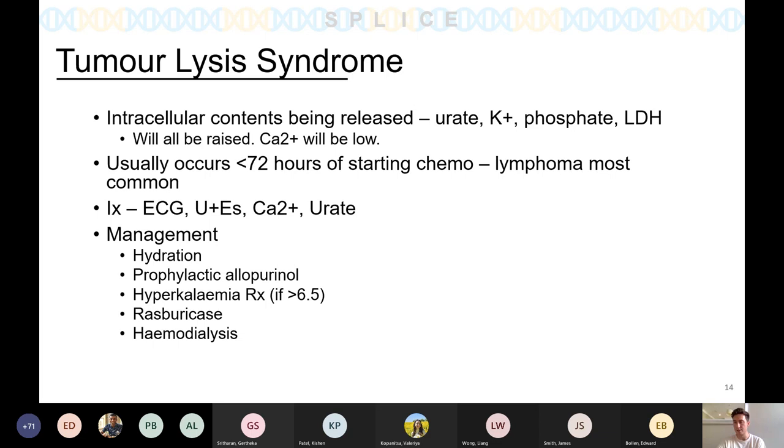We've touched upon allopurinol. Then if there is hyperkalemia, that's your normal hyperkalemia management. If the levels get above 6.5 or you've got ECG changes, and then essentially if all your treatment fails and you can't lower the levels, you can dialyze these patients to remove the high levels of electrolytes.